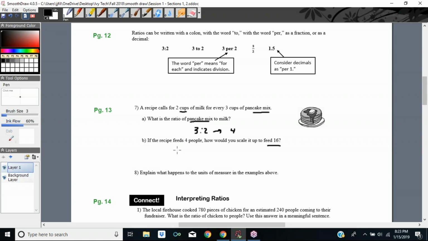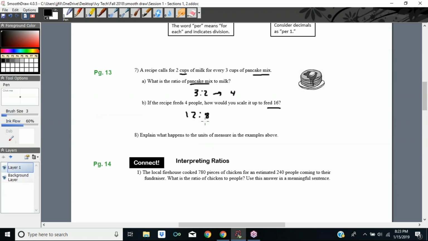Awesome. You guys are phenomenal this evening. You multiply both of the numbers by 4. You have to quadruple the milk and the pancake mix. So the ratio would be 12 to 8, 12 cups of pancake mix to 8 cups of milk. So we can expand the ratios and we can reduce them too. If we just had this ratio of 12 to 8 and we wanted to simplify it, we would write it as 3 to 2.